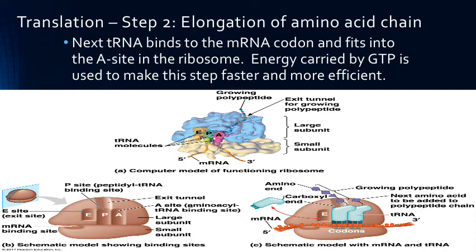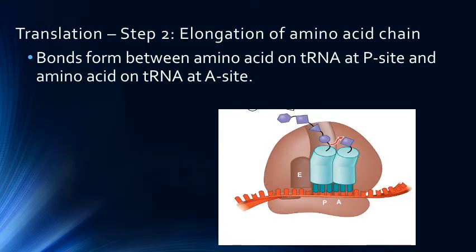Okay, so again, energy is supplied by a molecule called GTP, and that is used to make this process more efficient. So then the transfer RNA binds to the A site on the ribosome. And then you start having elongation of the amino acid chain, more transfer RNAs bind. Again, that is all dictated by the codons on the messenger RNA.